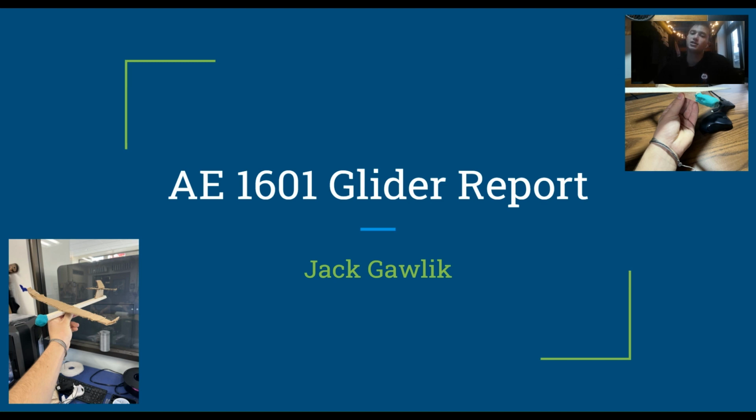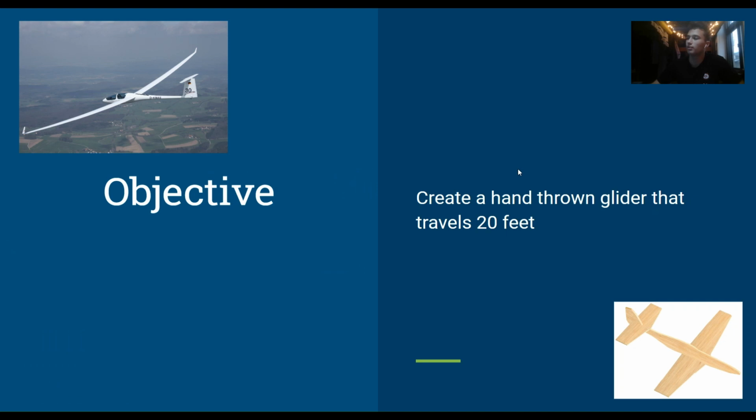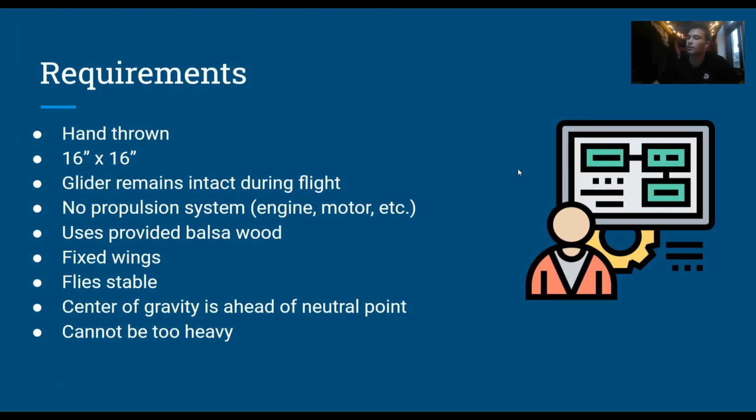All right, my name is Jack Ollick, and this is my glider report for AE 1601. The objective of this project is to create a hand-thrown glider that traveled 20 feet with the following requirements.